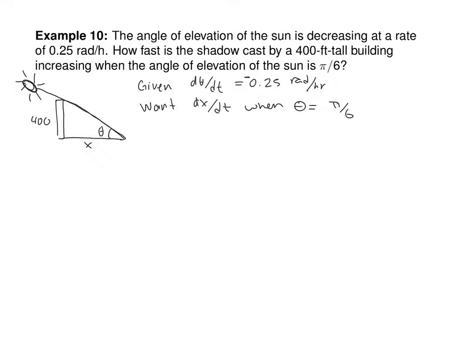Now you have two options. Option 1. Is it pretty obvious you're either going to use tangent or cotangent? Yeah. There's no reason to use sine or cosine if you have the opposite and adjacent sides. That's silly. Don't do that. So option 1, you can use tan theta equals 400 over x. Option 2, you can use cotangent theta equals what? x over 400.